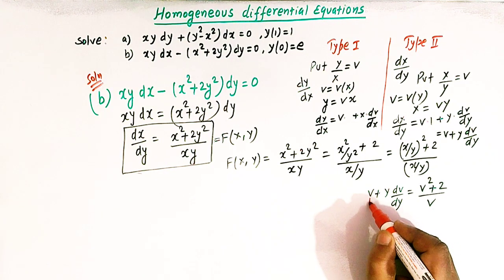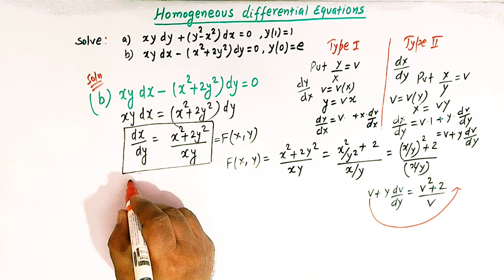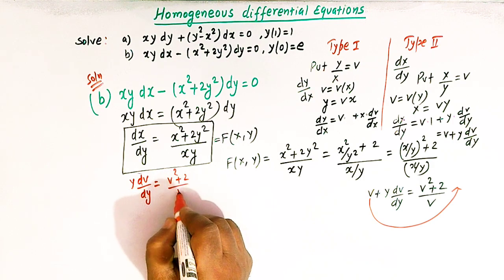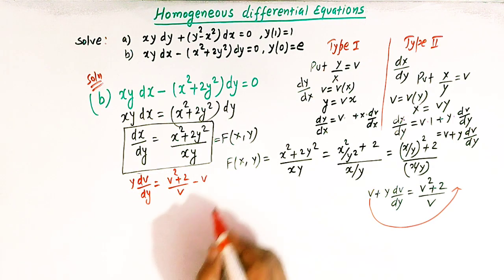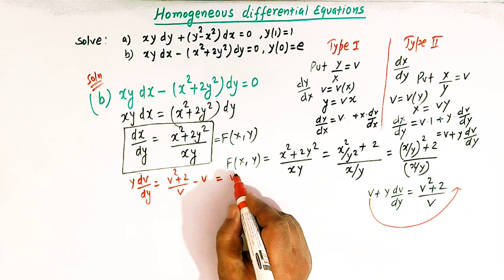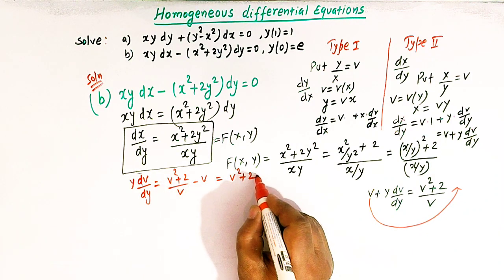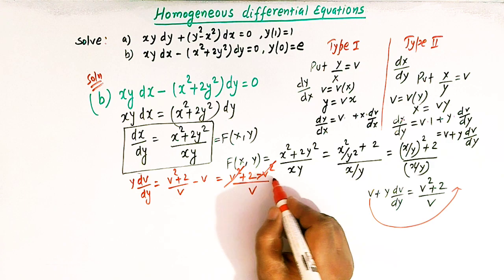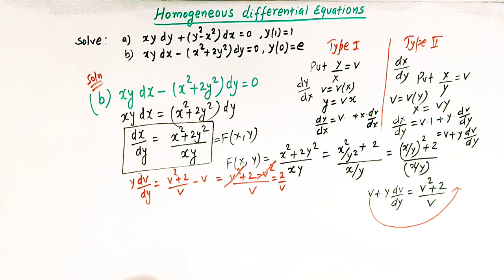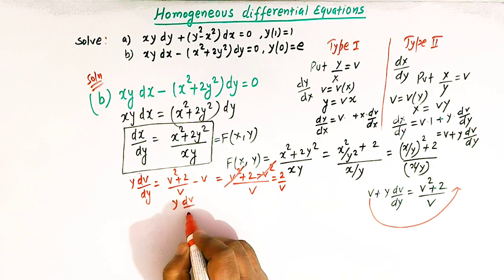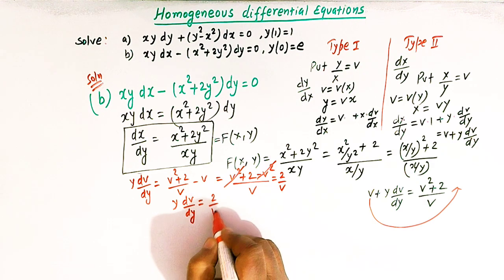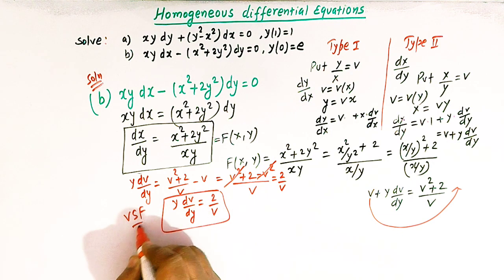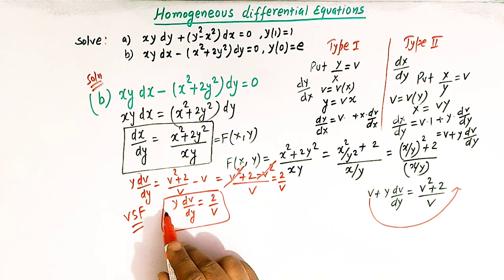So now let us take this v to this side. We have y dv over dy is equal to v square plus 2 over v minus v, and now v times v is v square, so we have v square plus 2 minus v square over v, and v square and minus v square get cancelled, so we are left with 2 over v. So we have y dv over dy is equal to 2 over v, and now this is a variable separable form, right? So we can separate the v's and y's.